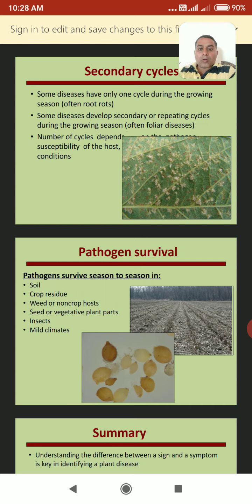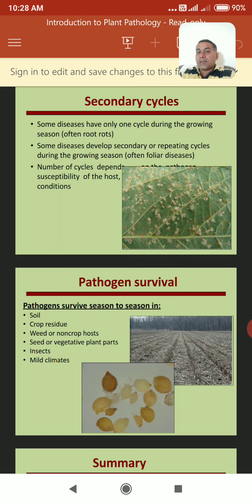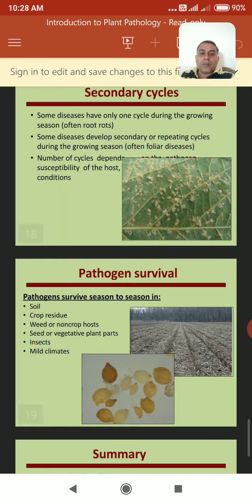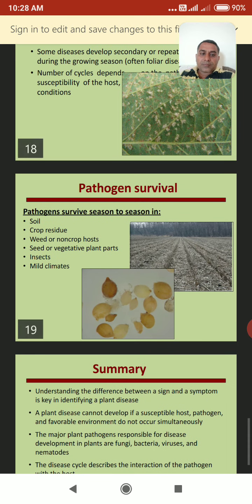Weeds or non-crop hosts means they live on weeds or on plants which are not crops but are hosts of the pathogen. Then seeds or vegetative plant parts, insects, and mild climates. Most of the pathogens survive only in the soil, or on dead material, or on the leftover parts of the plant.